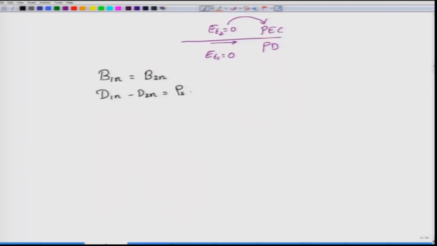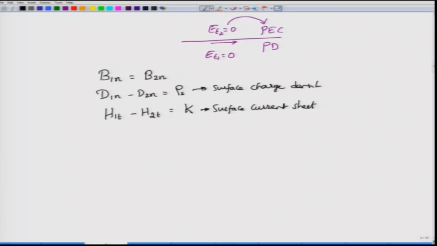You can obtain this equation by applying Gauss's law to the two medium situation that we have discussed. I have not done so. There is a tangential magnetic field condition which says that the difference in the tangential field components from medium 1 and medium 2 should be equal to the surface current sheet. So this is the surface current sheet and this is the surface charge density. The discussion of these boundary conditions is nicely summarized in the textbooks that I have suggested, so please take a look at them.